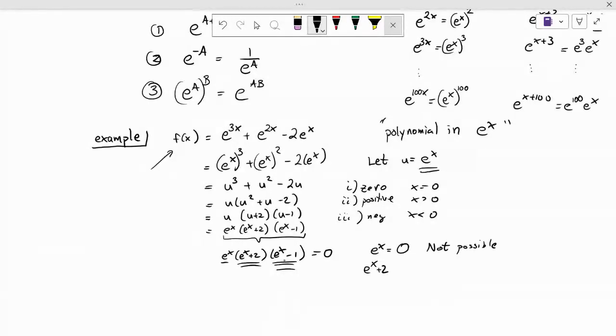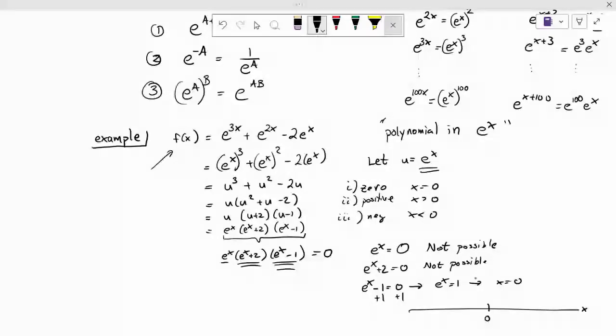Or when e to the x plus 2 is 0, which again is not possible, because e to the x is positive, plus 2 is even more positive. And the only place we found that the function is 0 is when the last factor is 0. That is possible because that's equivalent to saying e to the x equals 1, after you add 1 to both sides. And we know that happens when x is 0. So the place where the function is 0 on the x-axis is when x is 0. So maybe that's a little confusing. The function is 0 when x is 0, but okay. And then we would have chosen test points.